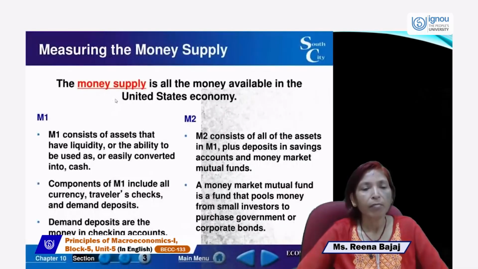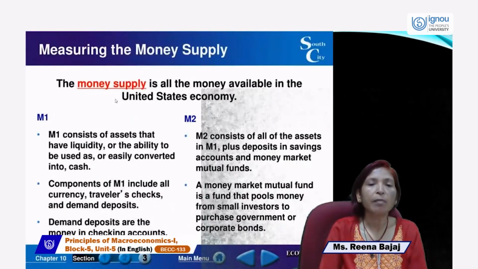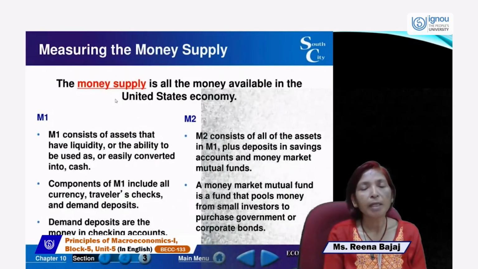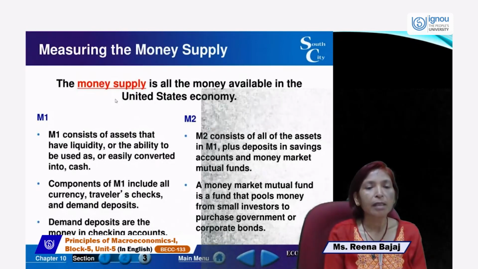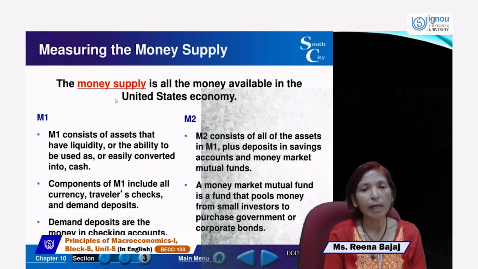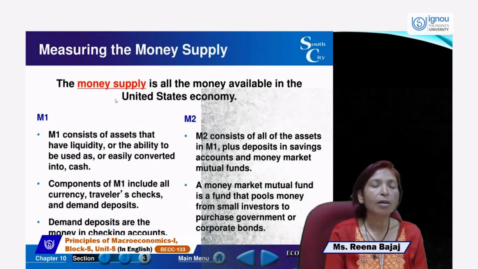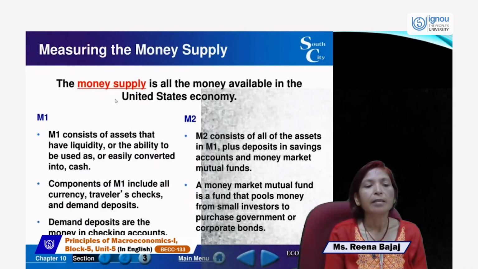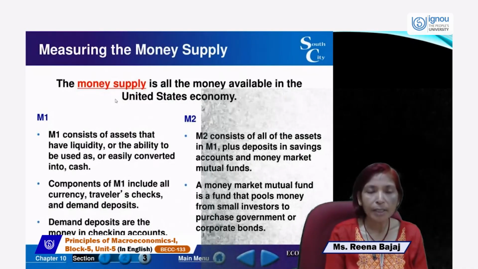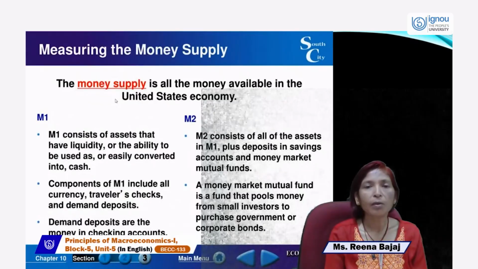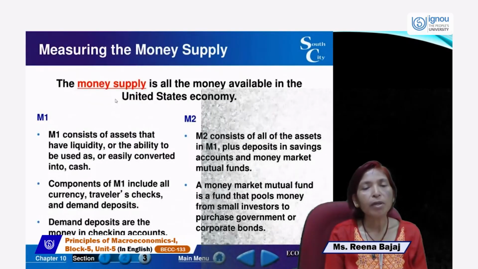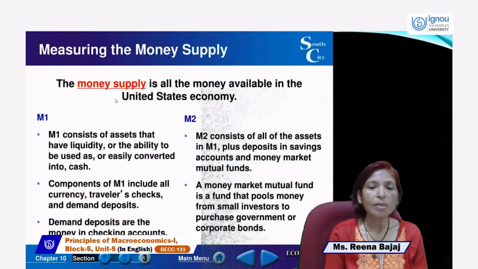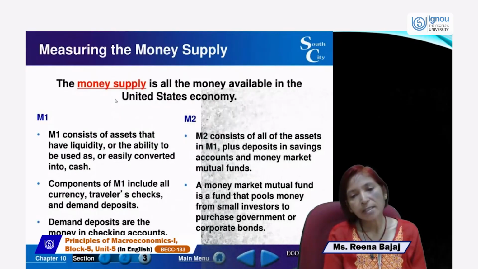Now next is measuring the money supply. How can we measure the money supply? The money supply is all the money available in our country. It generally has two measures, M1 and M2. M1 consists of assets that have liquidity, like currency, and all the demand deposits and other deposits are included in M1. And M2 includes M1 plus saving deposits, saving accounts, and money market mutual funds, etc.